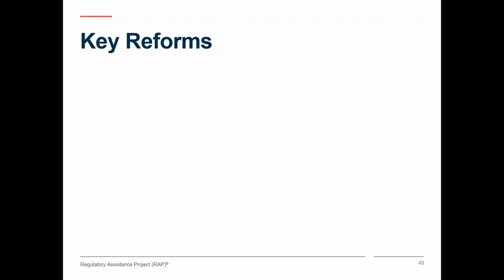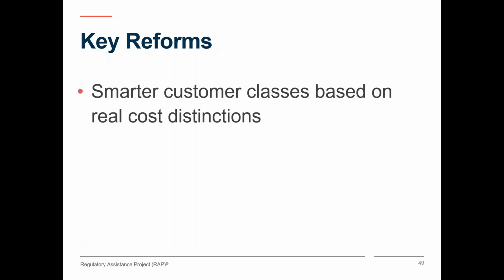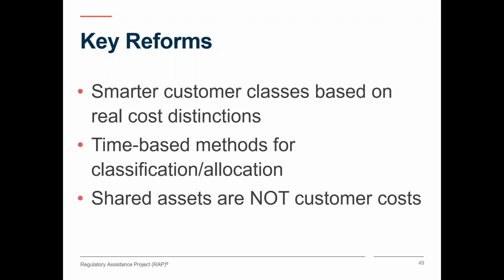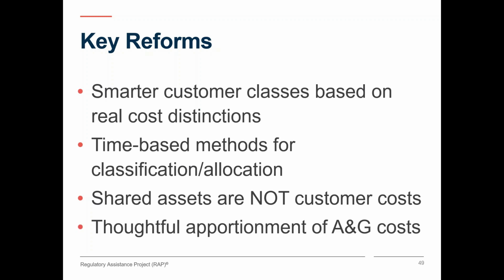So here are some of the most broadly applicable specific reforms. First, customer class definition. My favorite, I mentioned, is to separate single family and multifamily customers, as Nevada has done. Use time-based methods to apportion generation, transmission, and all shared distribution costs. Make clear the distinction between shared assets that multiple customers use and customer-specific assets. The shared assets are not customer-related. Recognize that administrative and general costs support all parts of the system.